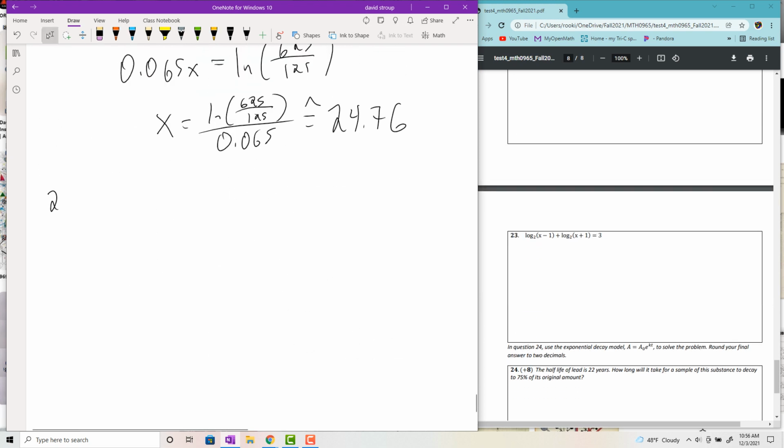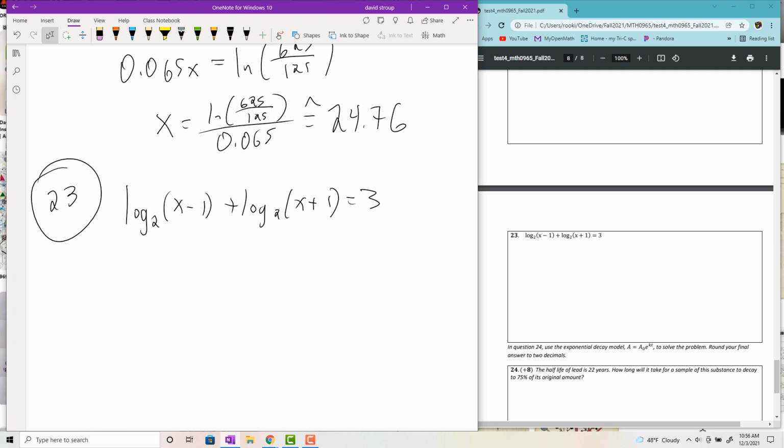So let's look at something like 23. Here, I think we could use the definition of the log to find the solution. You have to check your answer again. Okay, so first use the product rule to rewrite it: log base 2 of x minus 1 times x plus 1, and that'll equal 3. Then use the definition of the log, right? So this is the same as 2 to the 3 equals x minus 1 times x plus 1.